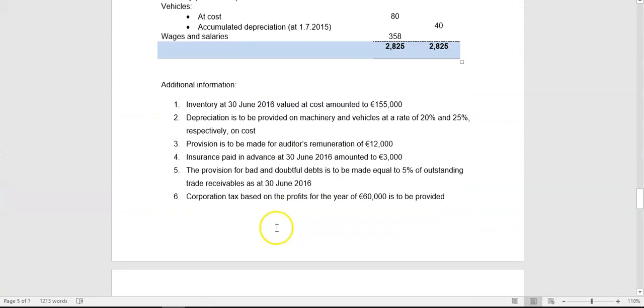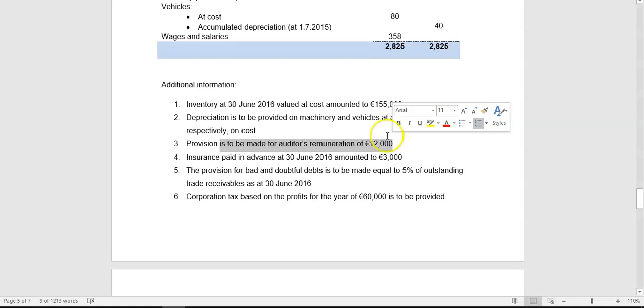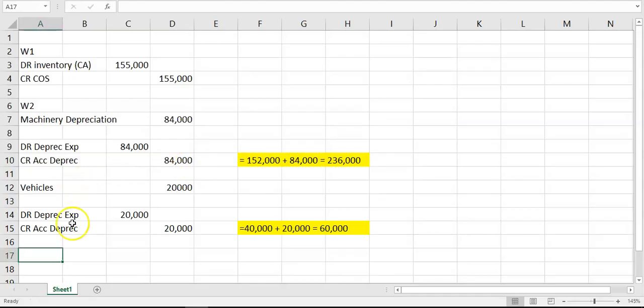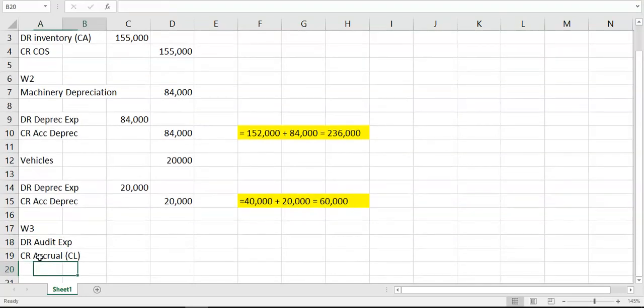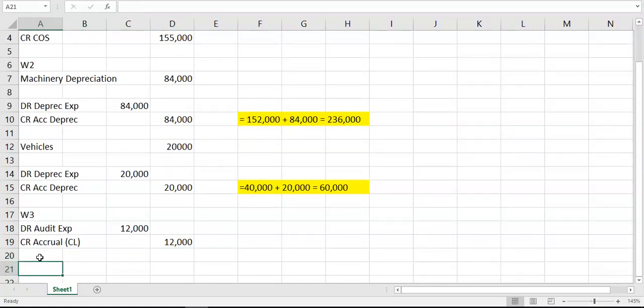We then look and we're told provision should be made for auditor remuneration. What that means is the auditor has done their job, but we haven't got an invoice yet. So that's going to be working three: debit audit expense, credit accrual. You have an accrual there, which is in current liabilities, of 12,000. So 12,000 in both. That's fairly okay, just like an accrual.